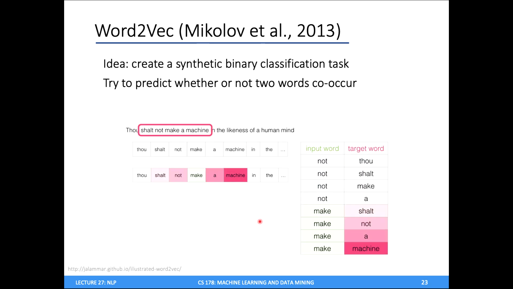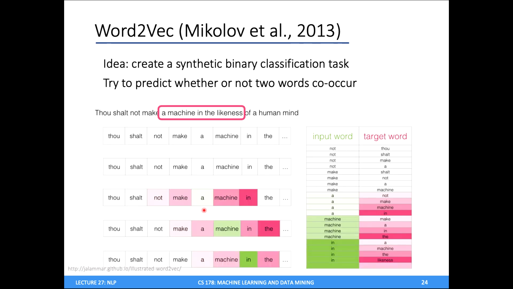Okay, let me slide my window over by just one word. Do the exact same thing. So now I'm focusing on the word make. I look at the two words on either side of it, closest to it, and I add those to my data set. Okay, do it again and again and again. I'm creating a huge data set of input words and words that they co-occur with.